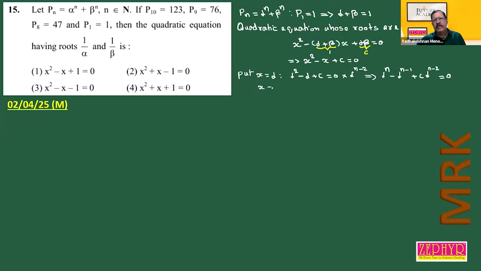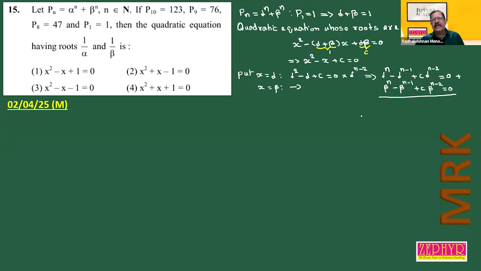Now put x is equal to beta, same way. So you'll be getting beta raised to n minus beta raised to n minus 1 plus C into beta raised to n minus 2 equal to 0. I hope all of you are following. Now you add.